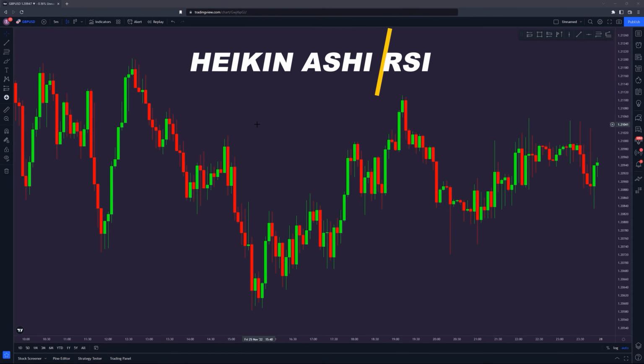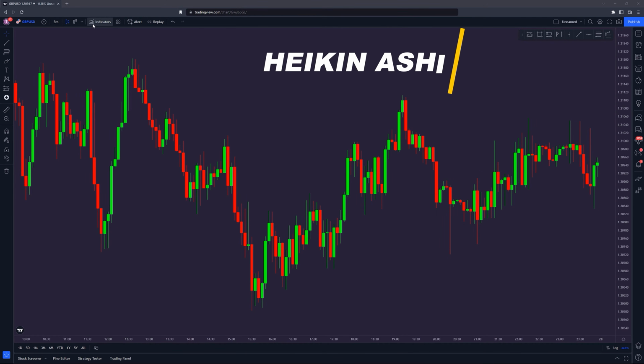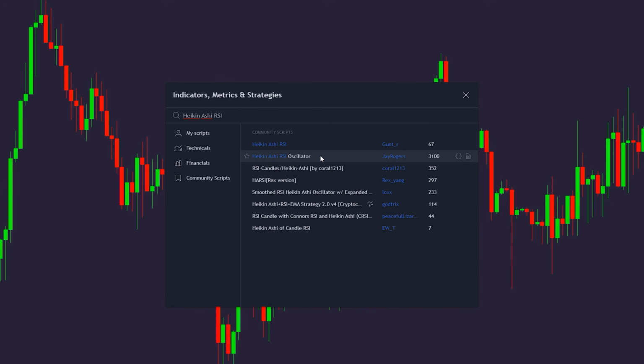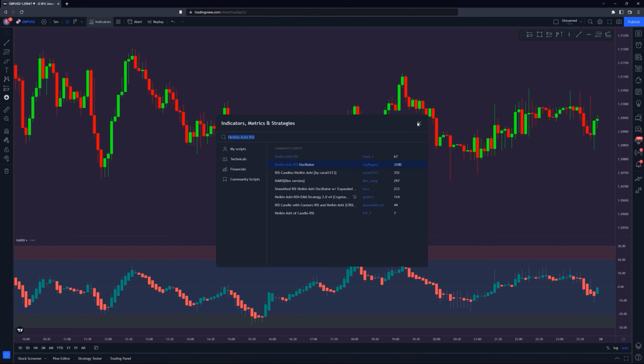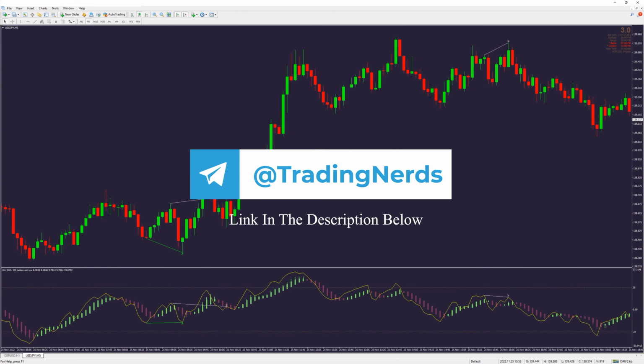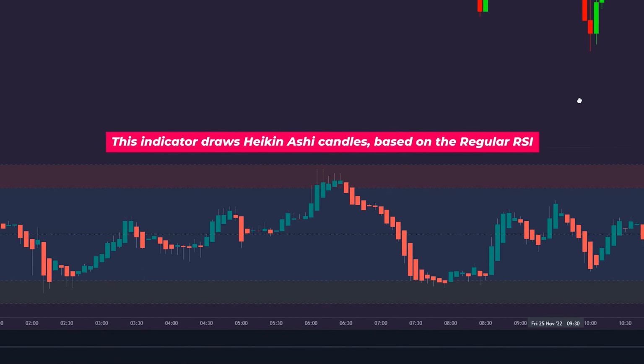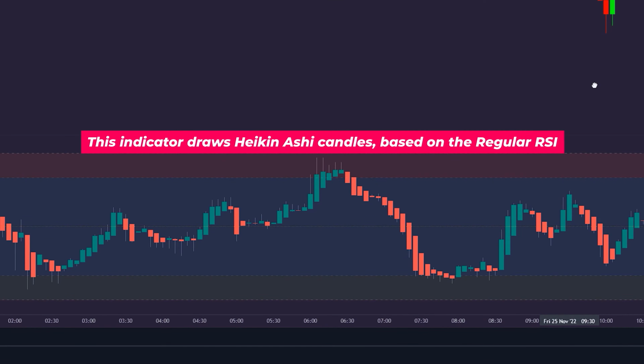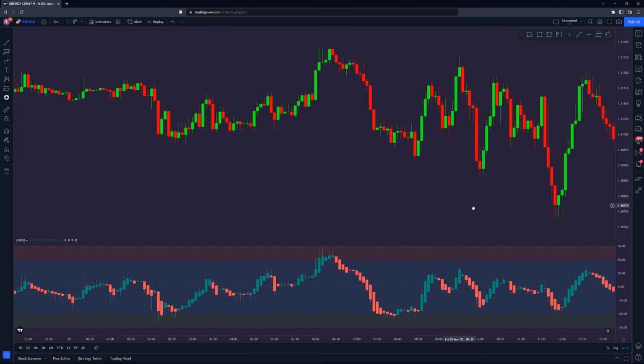Number 1. Heikin Ashi RSI. Go to the indicators menu and search Heikin Ashi RSI and add this indicator right here. MT4 users can get this indicator in my Telegram channel. This indicator draws Heikin Ashi candles based on the regular RSI. You can apply basic Heikin Ashi candlestick strategies to find good entries.